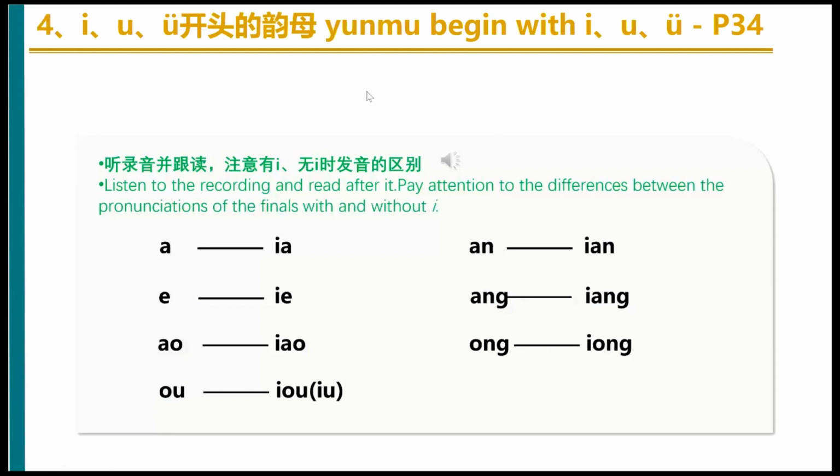Number 4, 韵母 beginning with i, u, yu. We just told the difference between i, u, yu, right? Some of the 韵母 are combinations of more than one sound. And at this point 4, we are going to tell the difference between those 韵母 that start with i, u, yu. So the first group is these 韵母 with or without i.